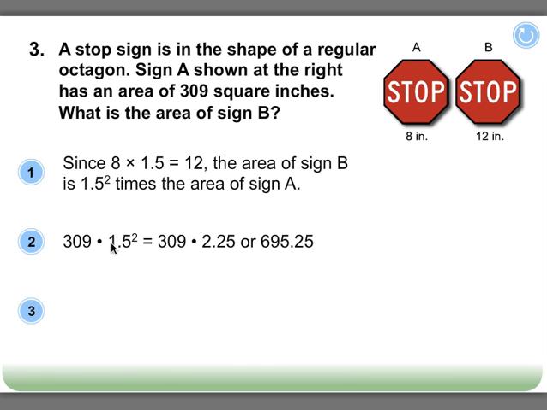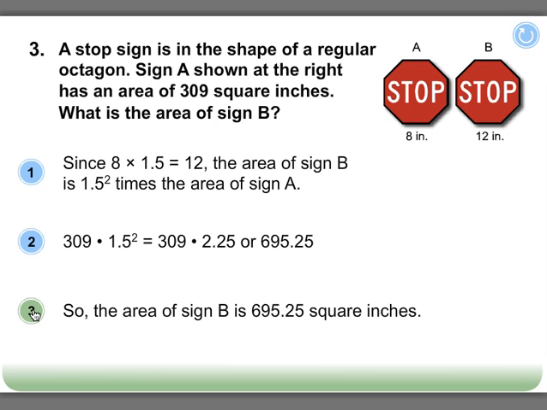So 309 times 1.5 squared equals 309 times 2 and 25 hundredths, which is 695 and 25 hundredths. How many of you caught what I did wrong in my thinking? So it's not the number of sides, is it? Where does the 8 come from, and why did I divide it by 8?